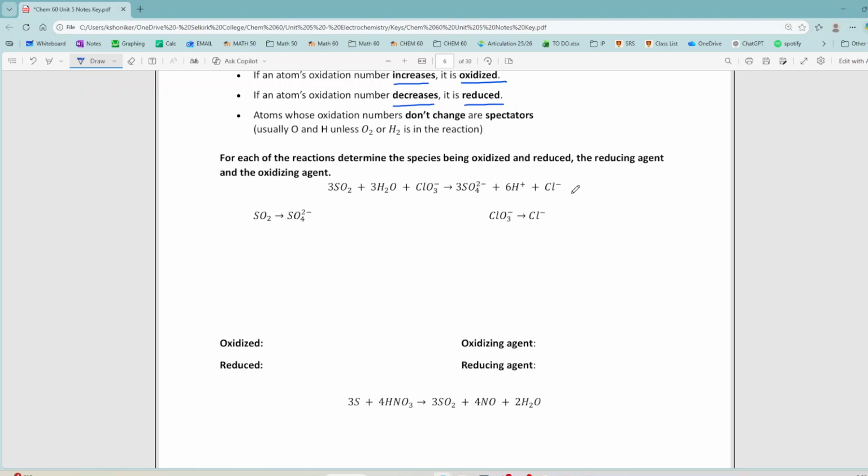So when we were talking about the hydrogens and the oxygens, when we look at something like the water going to this hydrogen ion, the hydrogen in water is a +1 because it's not a metal hydride, and the hydrogen over here is also +1. So that's going to be one of those spectators whose oxidation number is not changing, so it's not being oxidized or reduced. So that then leaves us with SO2 going to SO4 2-, and then the ClO3- going to the chloride ion.